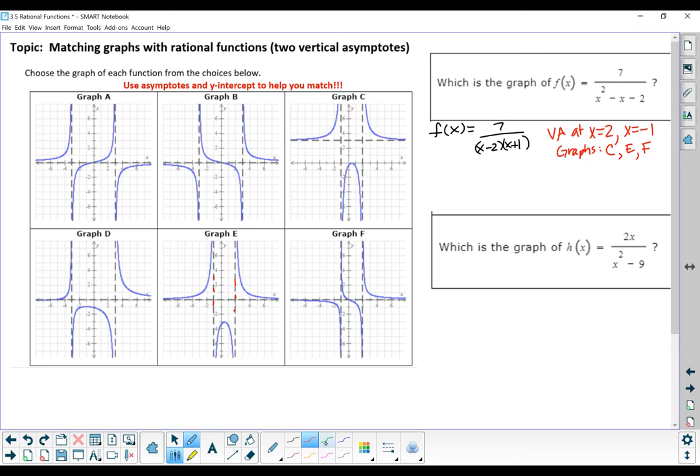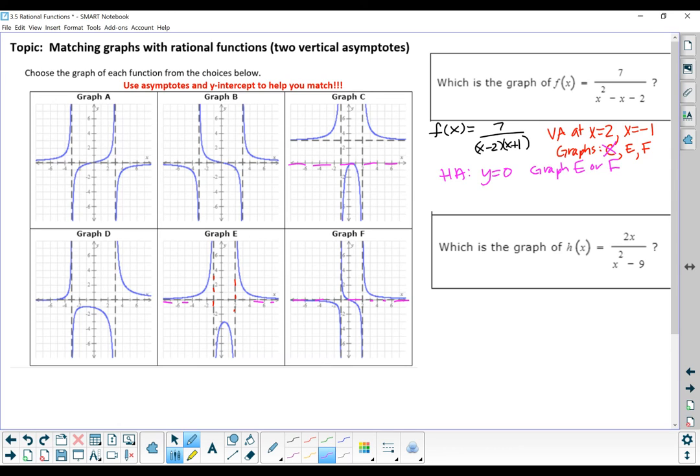If we look at the horizontal asymptote, the top is degree 0. There's no x on top, and the bottom is degree 2 for this function. So the horizontal asymptote is at y equals 0. So that can help us eliminate graph C, because we should see the asymptote down here, and graph C does not have that. Now, both graph E and graph F do have a horizontal asymptote at y equals 0. So we can eliminate C, and so now we know that it's graph E or graph F.